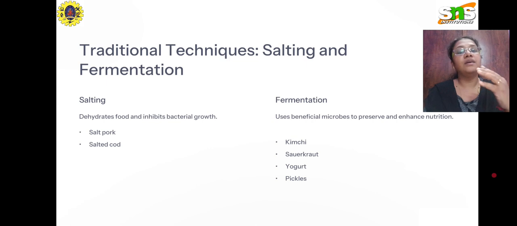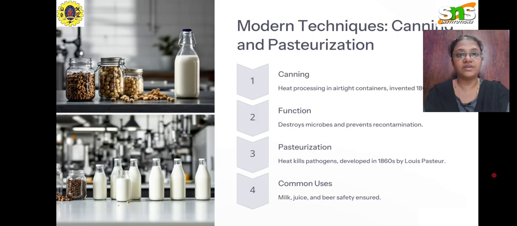Ultimately it will help to preserve the particular food. Next is fermentation. Fermentation is a much more beneficial technique in order to preserve and to enhance the nutritional aspect also. So we can see in our households we are using the fermentation technique for the preparation of yogurt, pickles, and also kimchi or sauerkraut, and many other examples are there for the process of fermentation.